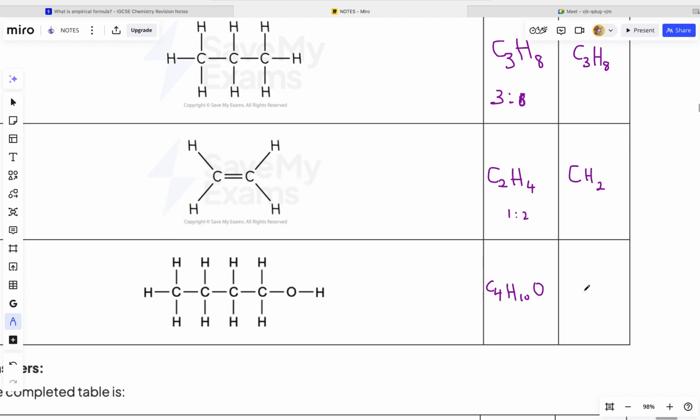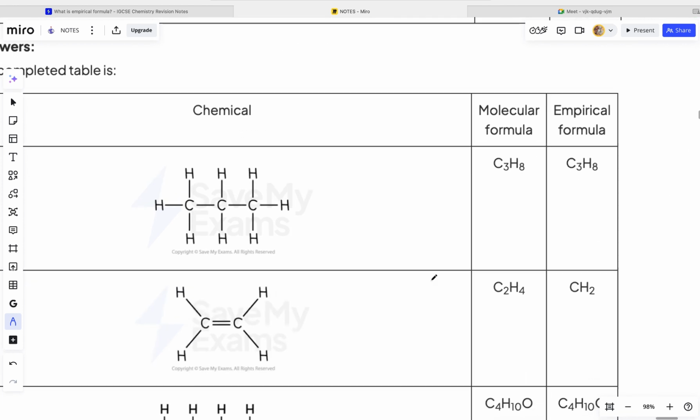Then what's the empirical formula? Because we cannot change, it's the same thing. Why? Because we cannot divide the last O, okay? So our empirical formula will be the same thing. Okay, so these are the formulas.